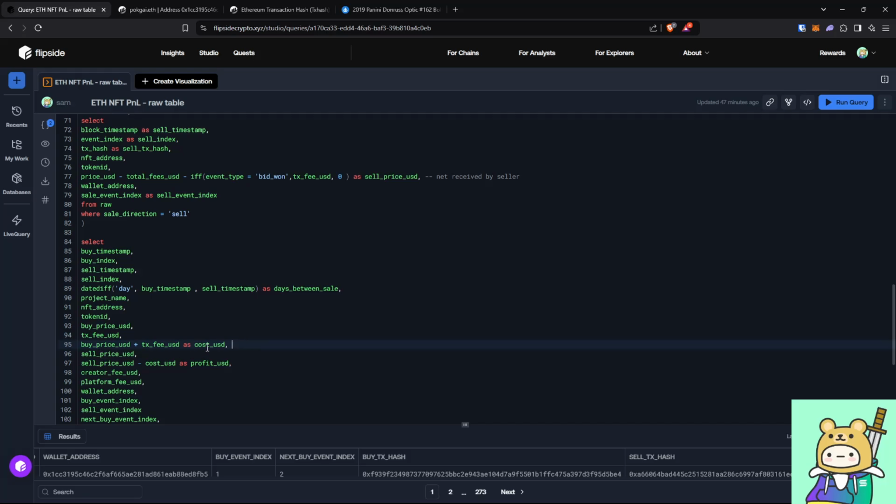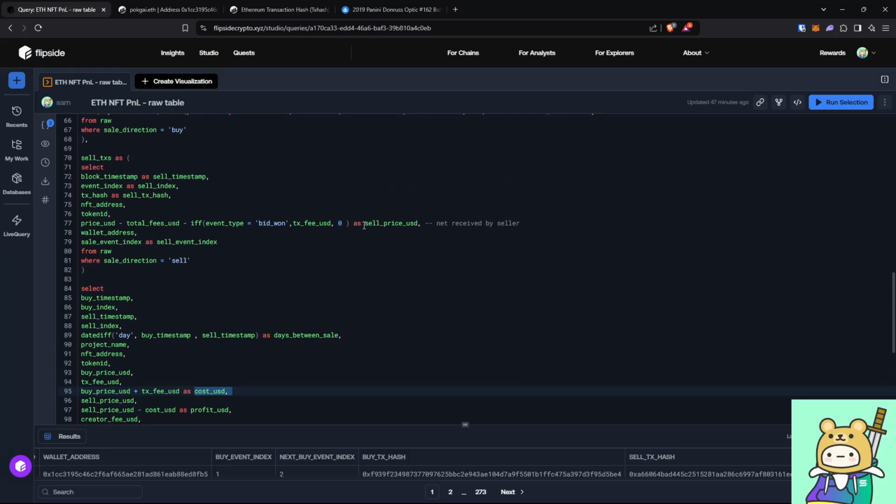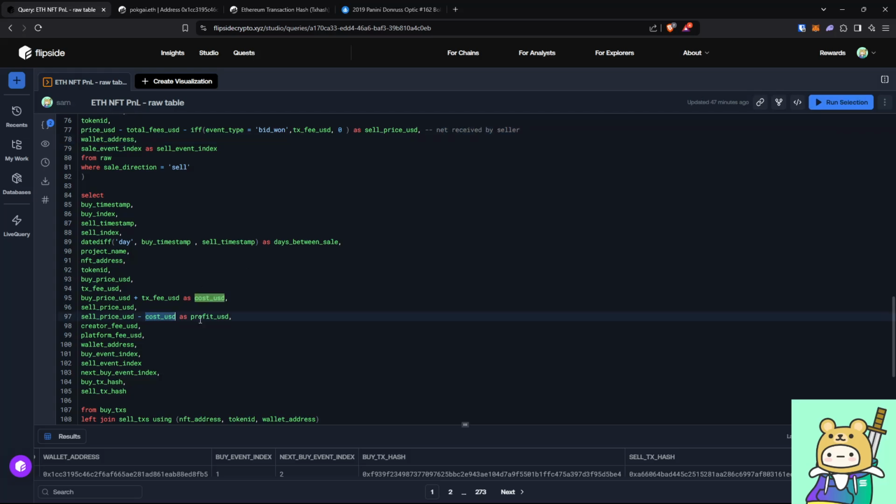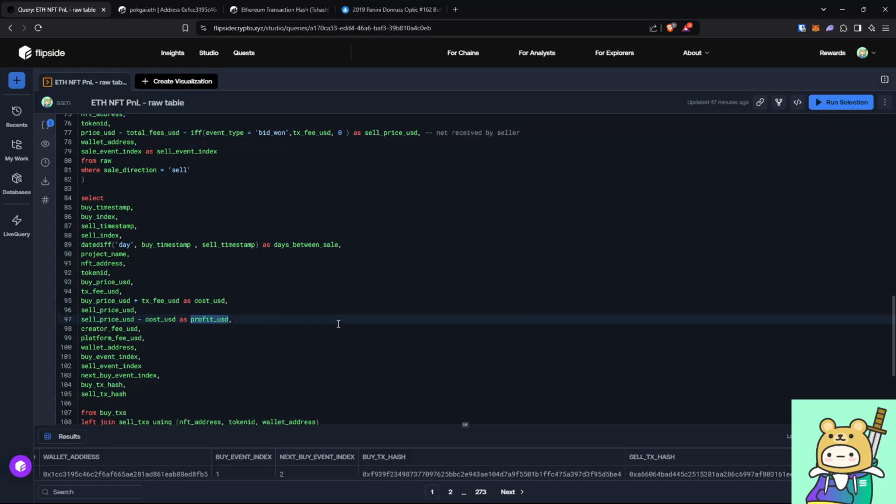And then my profit would then be how much I'm getting, which is the sell price, right? Net received by seller minus my total cost, and that will be my final profit.